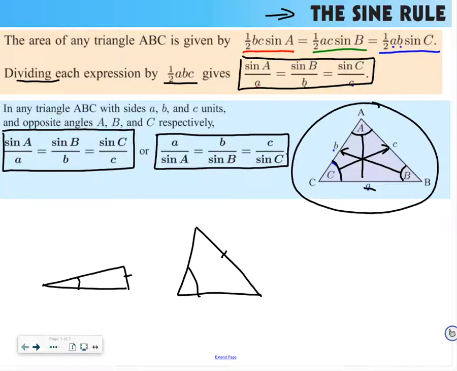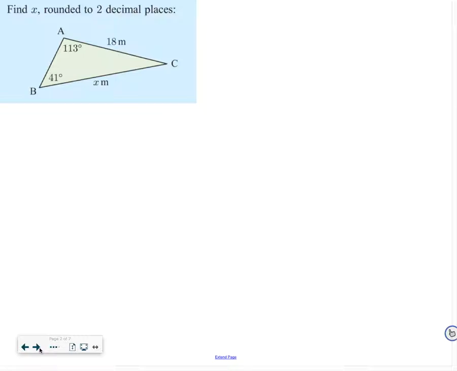You just want to make sure if you're dealing with side lengths up top for one ratio, it has to be consistent all the way through. So let's see, our first example is going to be trying to solve for a side. With the law of sines, I'm always looking for an angle and the side opposite that I know. So that's going to be my proportion that I know. So I'm going to have the sine of 41 over 18.